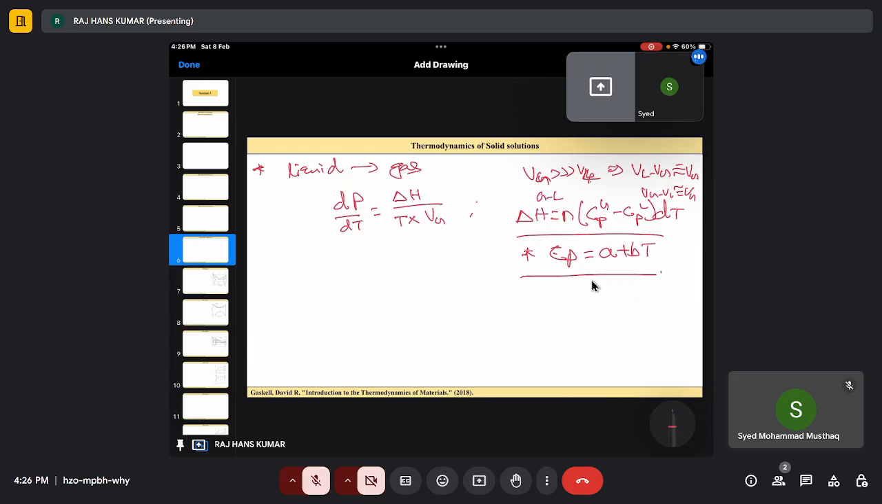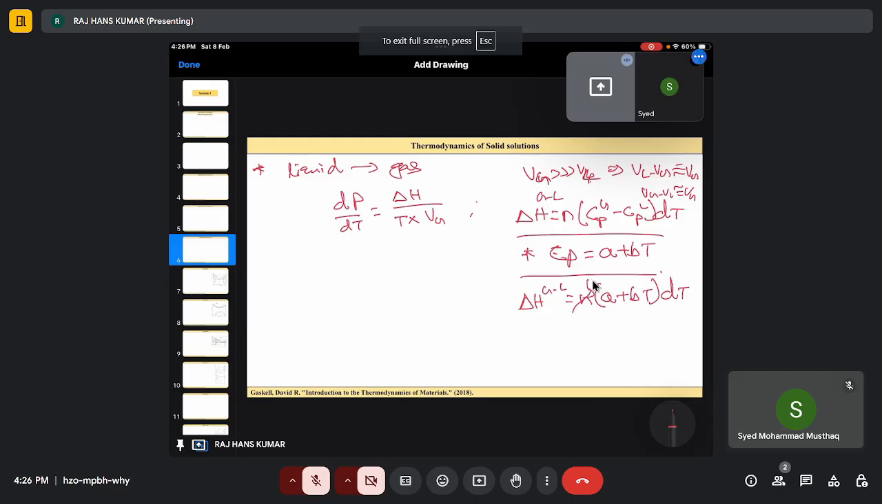Now, Cp gaseous minus Cp liquid will again be some constant times that, so that will happen. So delta H GL will be equal to n times A plus BT times dT. And for example, for n equals 1, n equals to 1.